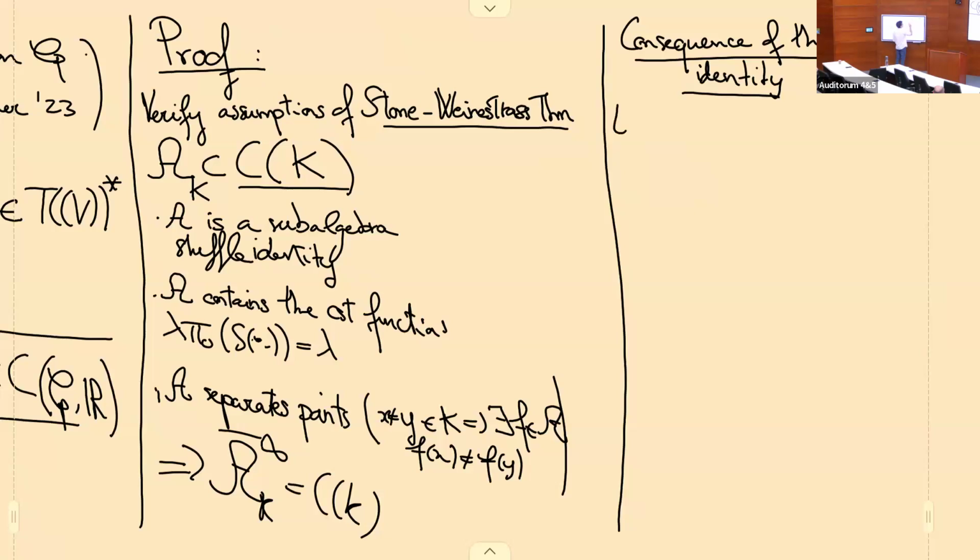The first result is this lemma. Consider h_1, ..., h_n to be n distinct signatures.